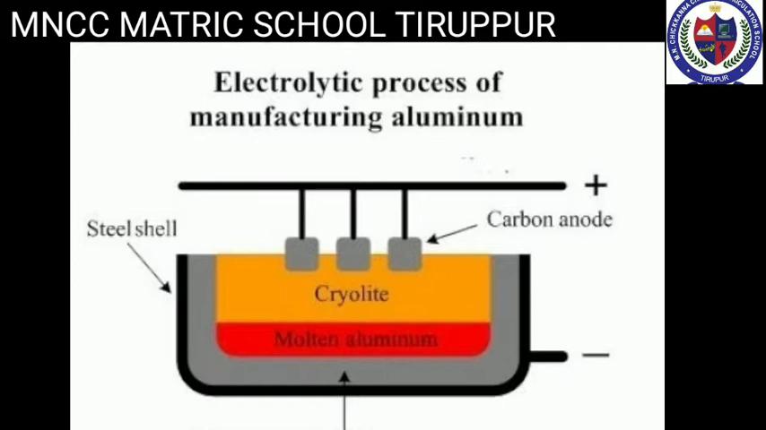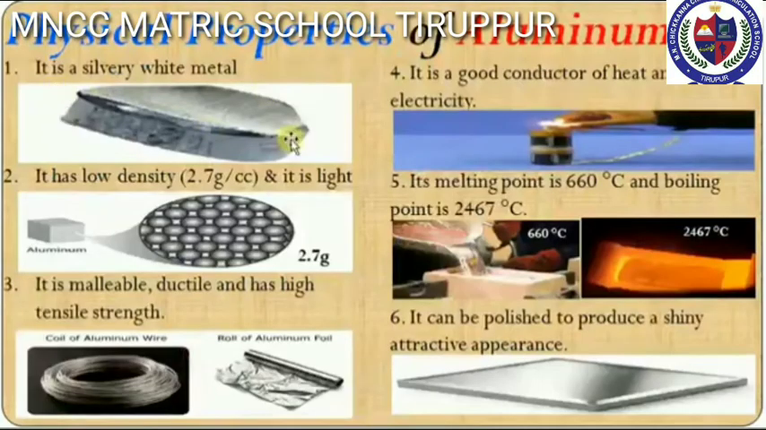Aluminium is deposited at the cathode and oxygen gas is liberated at the anode. Oxygen combines with graphite to form carbon dioxide. Now let's learn about physical properties of aluminium.